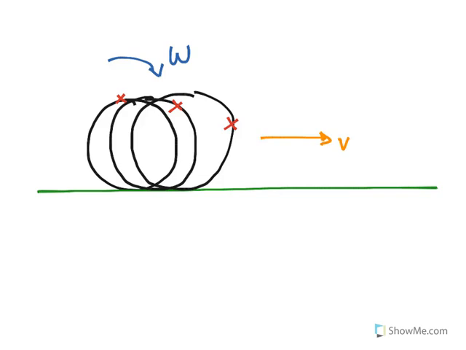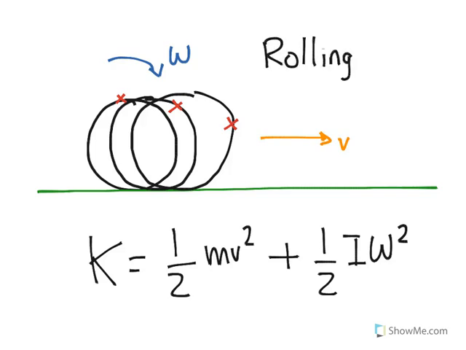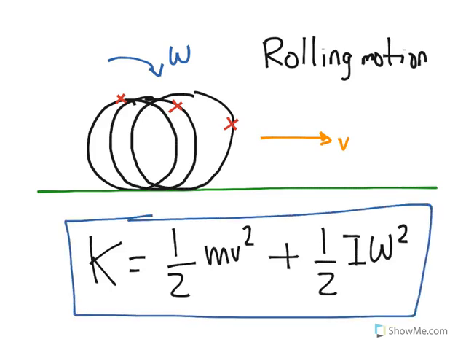So this is rolling. The kinetic energy for this is going to be equal to 1/2 of mass times velocity squared, because this is the translation, plus 1/2 of moment of inertia times omega squared, because this is rotation. This phenomenon is called rolling motion. Anything can roll. So this is the kinetic energy for an object which is moving with a rotation and a translation.